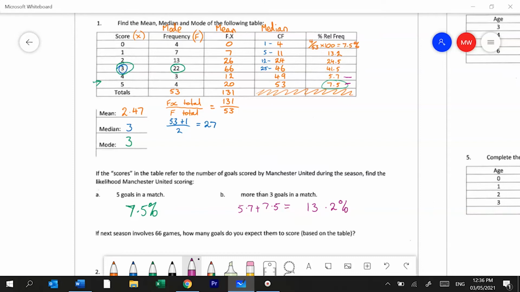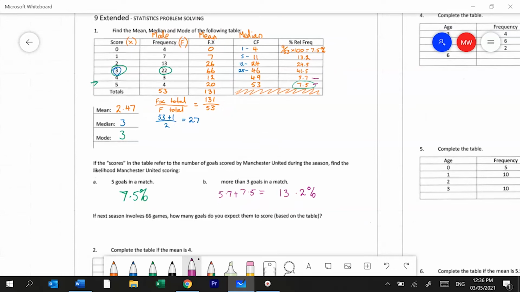And lastly, they're asking you to make a prediction. In that round, they only played 53 games, and they got an average score of 2.47 goals. This is saying, what if they had played 66 games? So I know that if on average they scored 2.47 goals each time they play, and they play 66 times, then theoretically they would score 163.02 goals across those 66 games. But obviously you can't score 0.02, so we can round that down and say, therefore, approximately 163 goals.